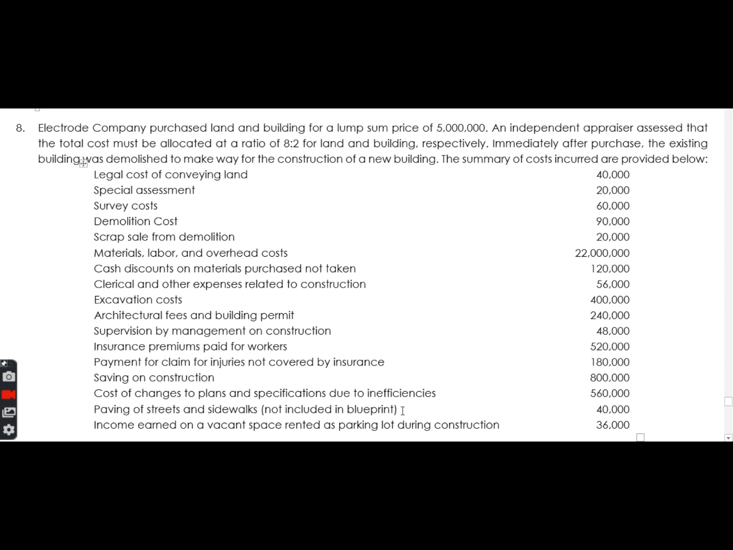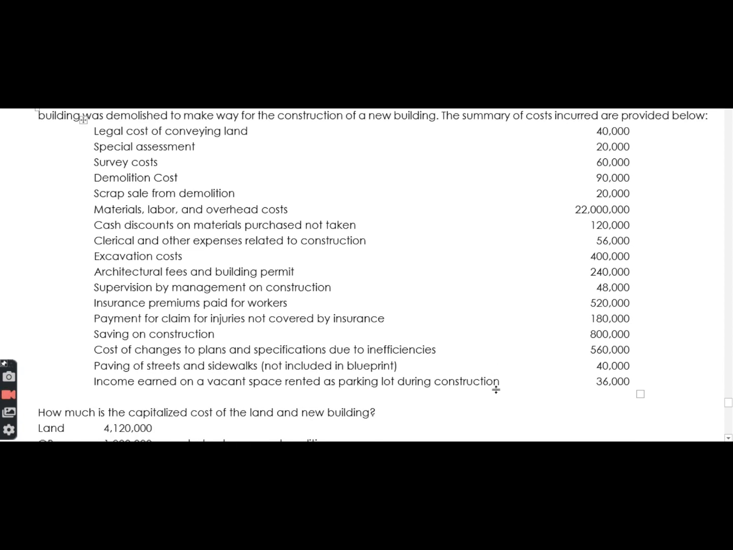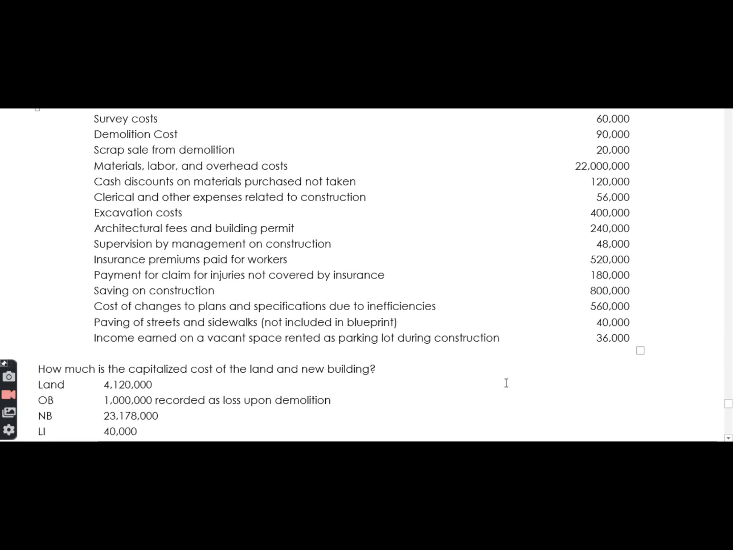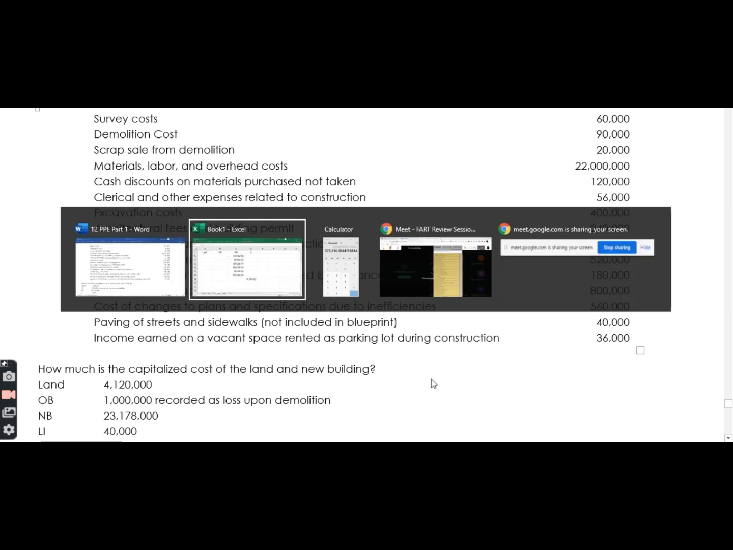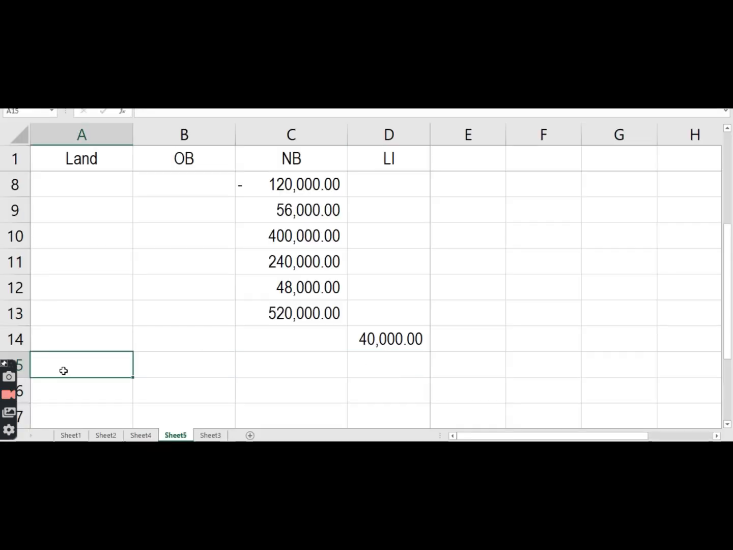Paving of street and sidewalks not included in blueprint na 40, so sa land improvement yan. Income earned on a vacant space rented as parking lot during construction. So, ano gagawin mo doon? Wala. Okay. So, ano ngayon ang gagawin natin dyan? We are going to get the total. So, dito na lang ako maglalagay ng sum.